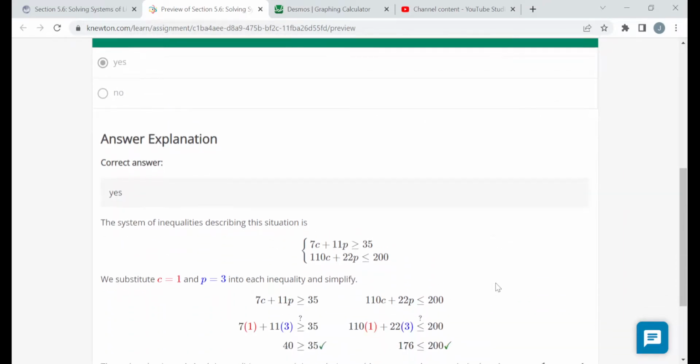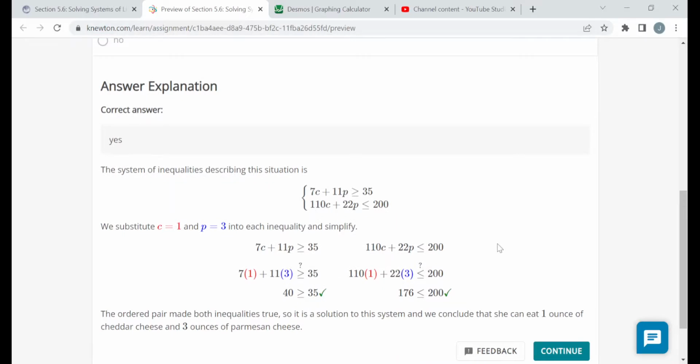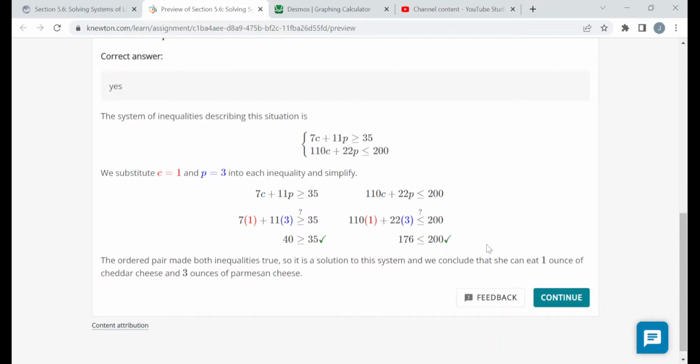They give you some sort of answer explanation. Please read through the answer explanations, just to make sure you understand why something was right or why something was wrong. Hopefully, after reading through, you can see if you made mistakes and learn from those mistakes for future questions. All right, so let's move on.